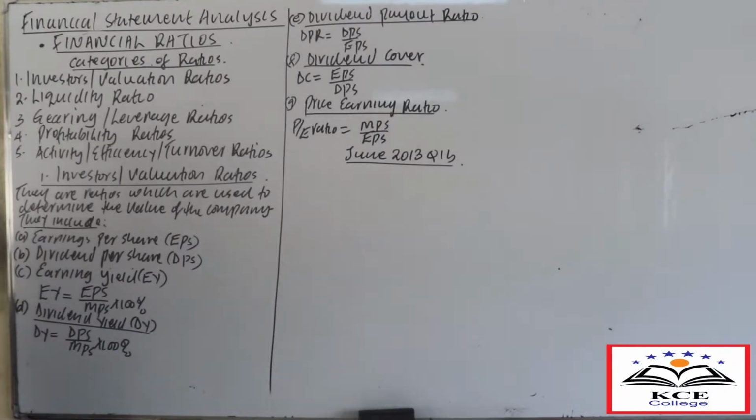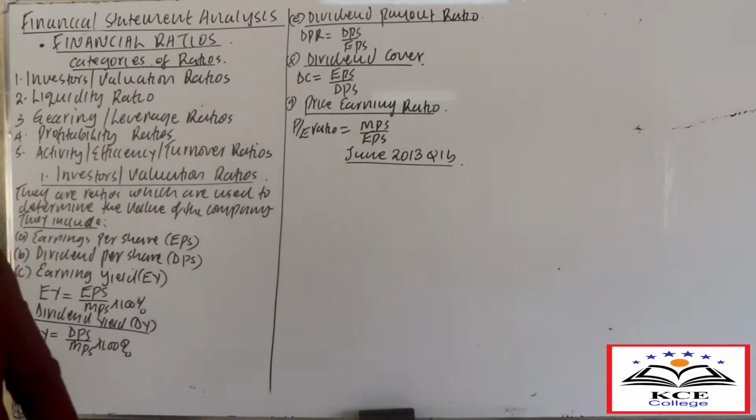Also you have the dividend yield. Dividend yield shows the dividends per every amount invested. Therefore to get the dividend yield, you take the dividend per share over market price per share. What you can note is that for both the earning yield and the dividend yield, the denominator is the same, the market price per share.